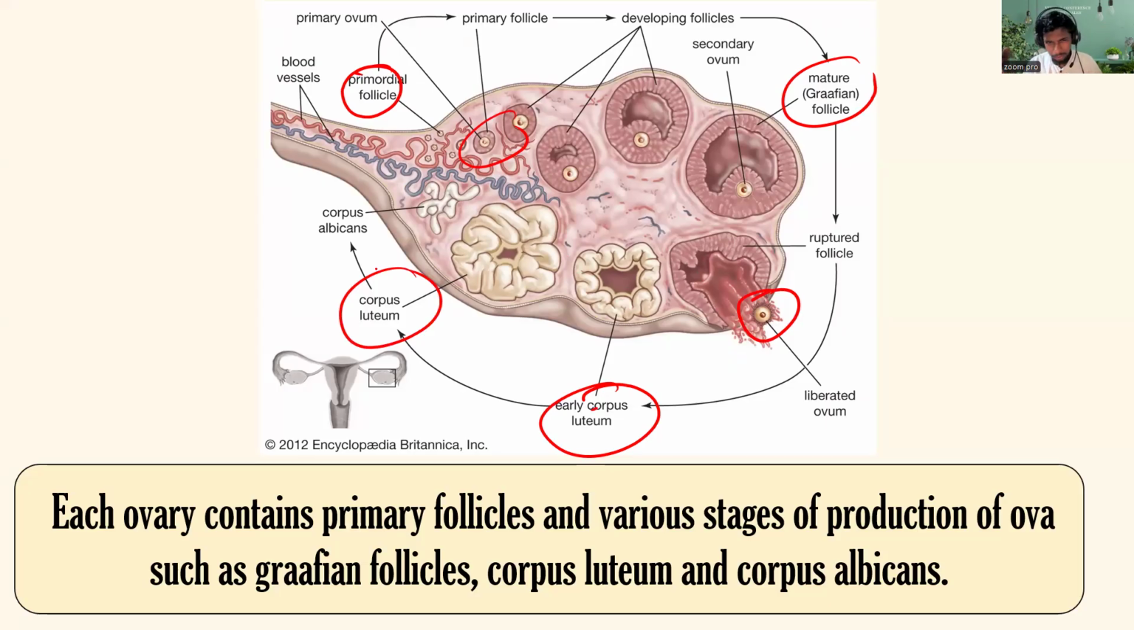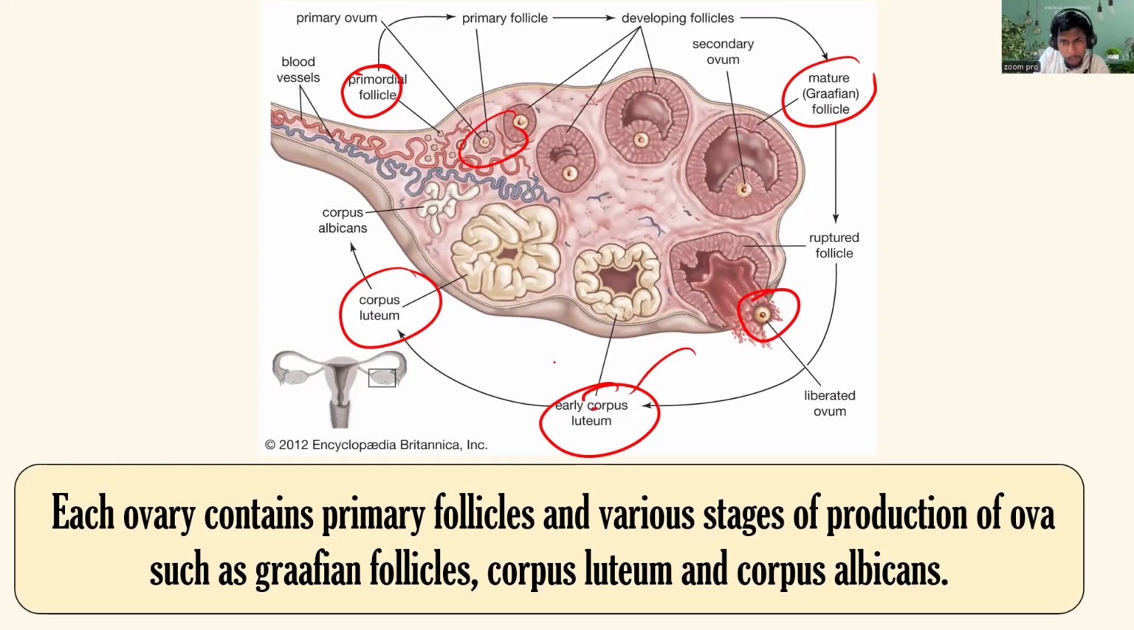Normally, if you have a wound, what happens? The wound will be cured after some days, right? Like that, the primary follicle will become big and turn into the Graafian follicle, and the Graafian follicle will burst. It will damage. So that damage, that wound will heal. That is the corpus luteum and the corpus albicans.